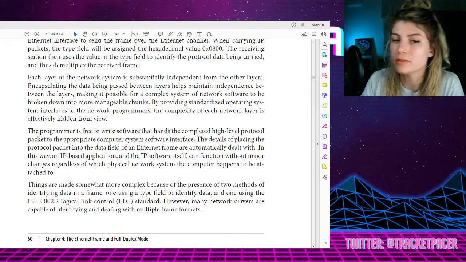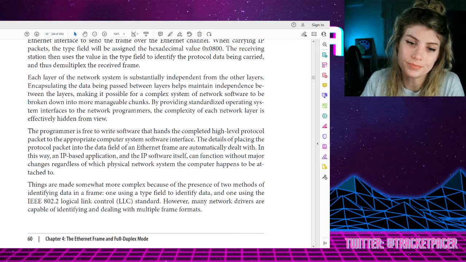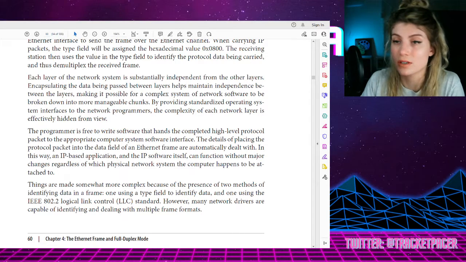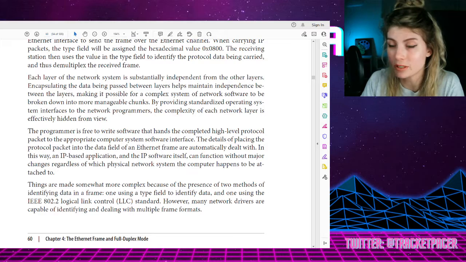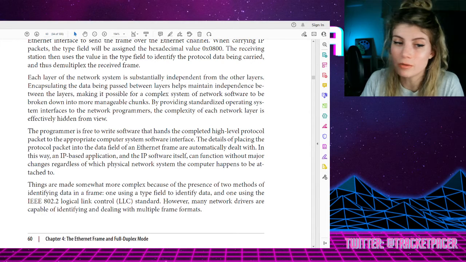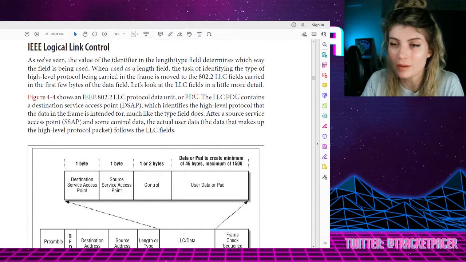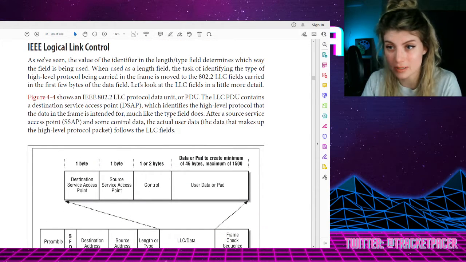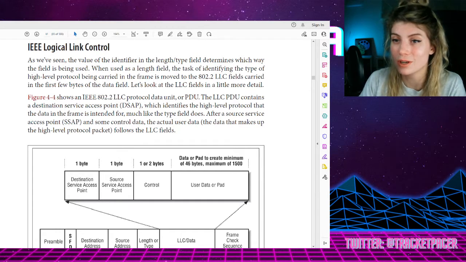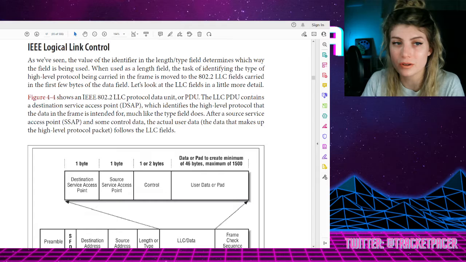Things are made somewhat more complex because of the presence of two methods of identifying data in a frame. One using a type field to identify the data, and one using an IEEE 802.2 Logical Link Control, or LLC, standard. Okay, so we have two methods of identifying the data. We can either use that type field, as we talked about before, or the LLC can actually do something. However, many network drivers are capable of identifying and dealing with multiple frame formats. I would assume today, this book is a little bit stale, a little behind the times, I would assume today we have a lot of software that can do that on its own.